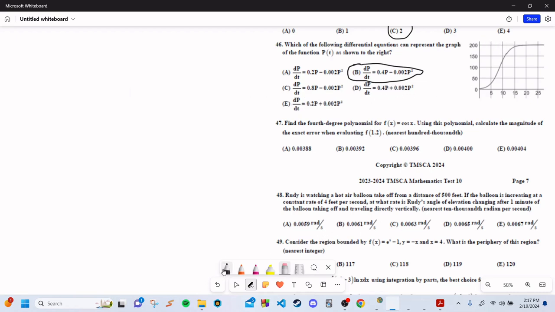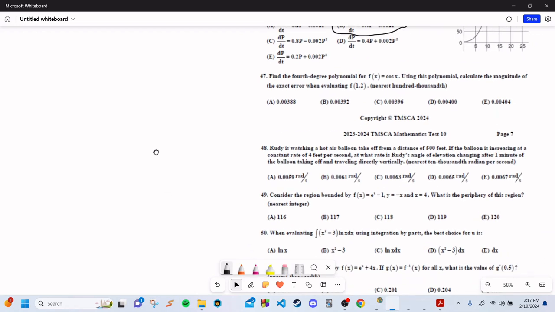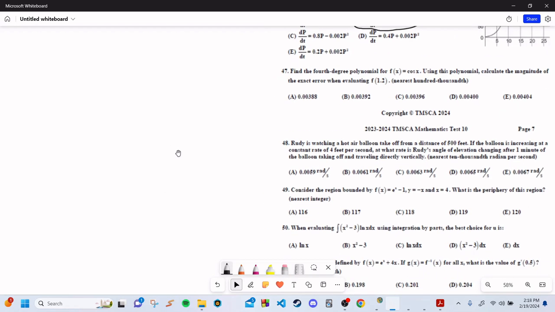But moving on, question 47. Okay, so another calculus one. We're going to see a lot of calculus ones. We want to find the fourth degree polynomial for f of x equals cosine of x, and using this polynomial, calculate the error when evaluating f of 1.2.